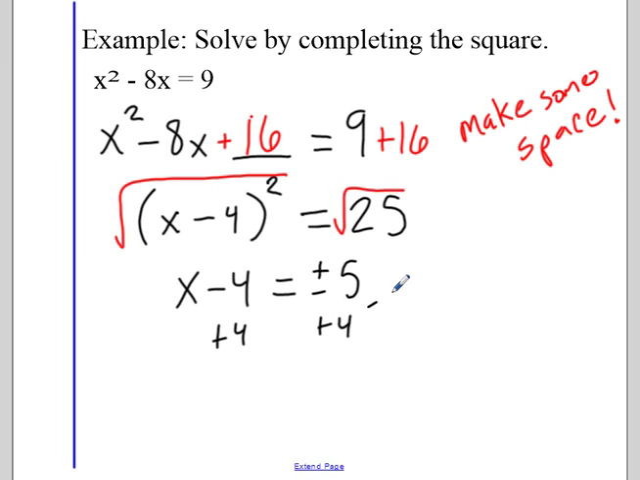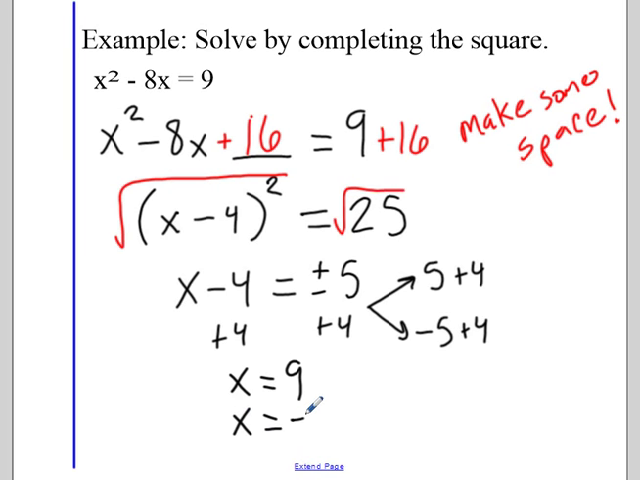And what ends up here is two separate problems. I have a positive 5 plus that 4, but I also have a possible -5 plus that 4. So I have actually two answers. My two answers are 9 for 5 plus 4 and -1 for -5 plus 4. Much like with most quadratics, we end up with two answers.